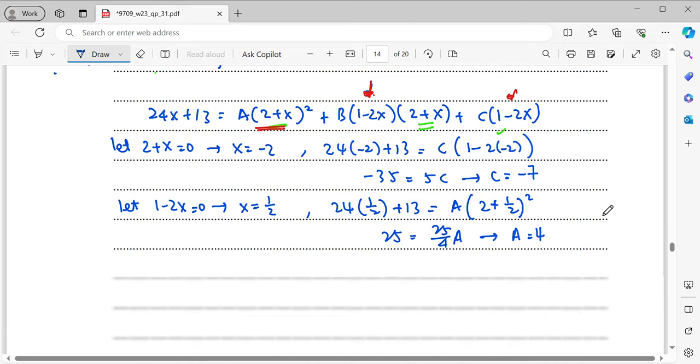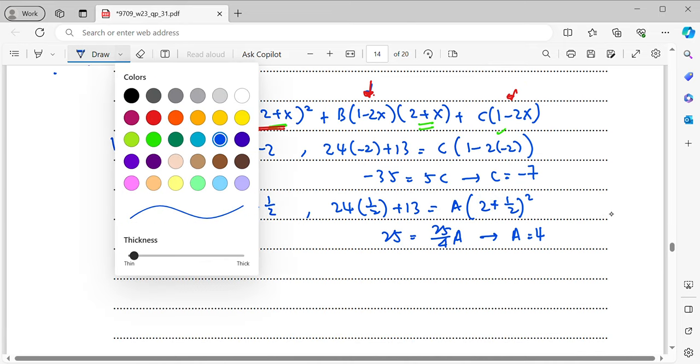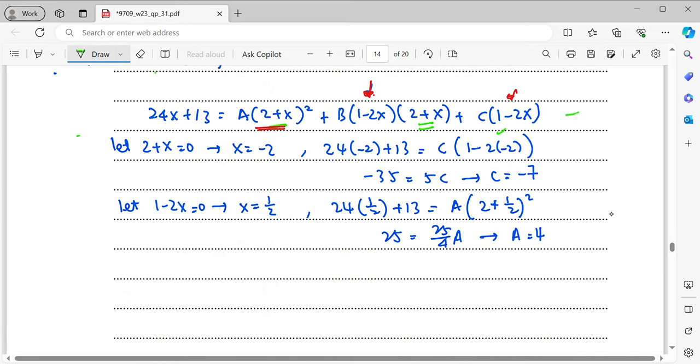When you refer to this equation, we only have two different factors, but we have three unknowns, which means we have to find another unknown by replacing the x. You just replace the x by any number. You can let it be 1 or 2, as long as it is not -2 and half. It will be easier to calculate, so I'll let it be 0.